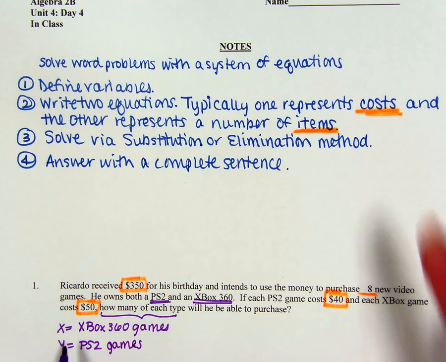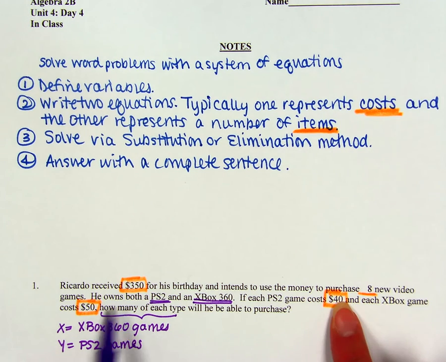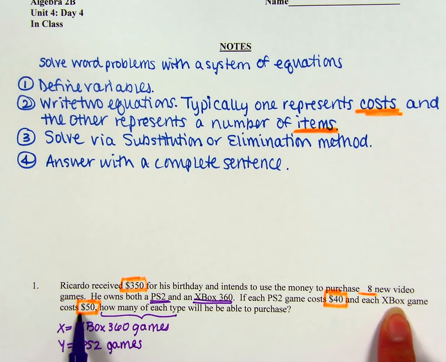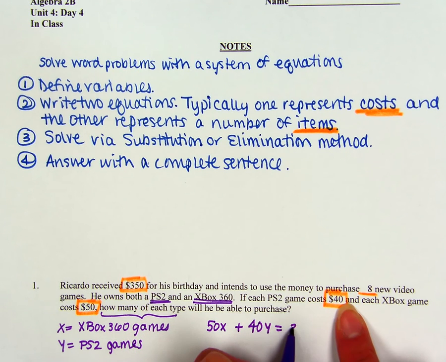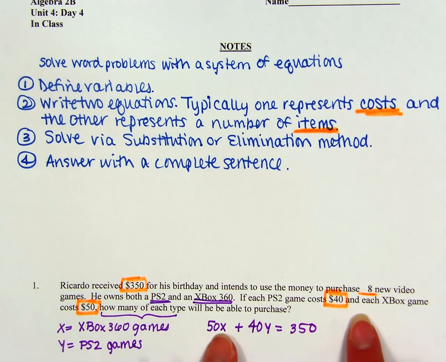All right, so if I make a cost equation, all of the costs are here, 350, 40, and 50. Well, I'll start with Xbox. Xbox cost $50 each, so 50X plus 40Y equals my total amount. So however many Xbox games I have times 50, however many PS2 games I have times 40, and then I add that up, and that should give me $350 that he can spend on his games.